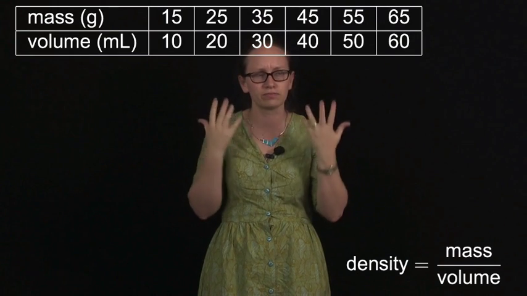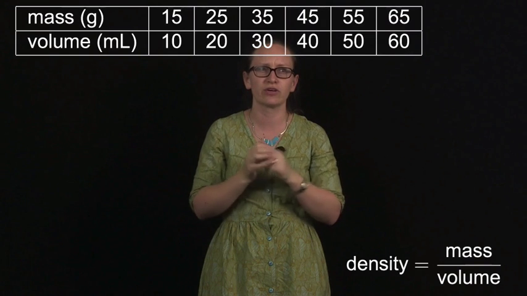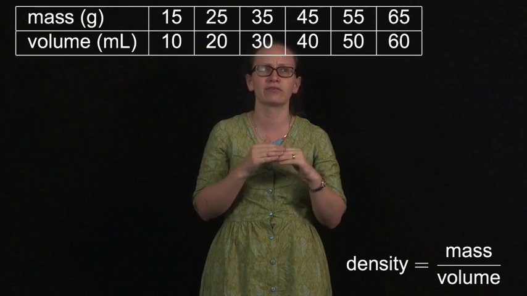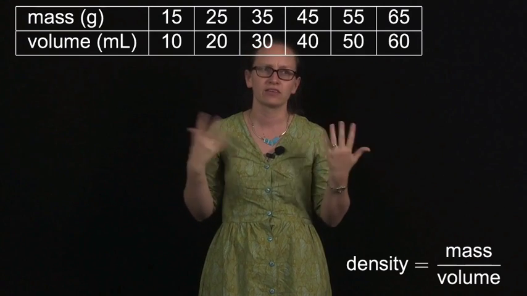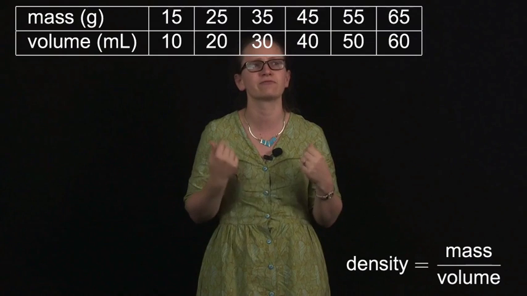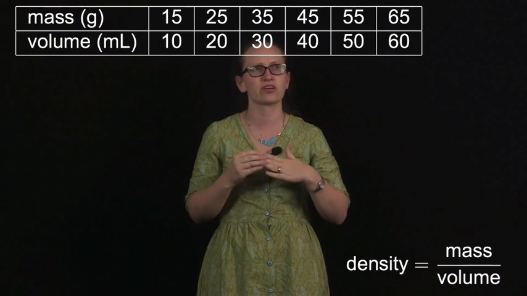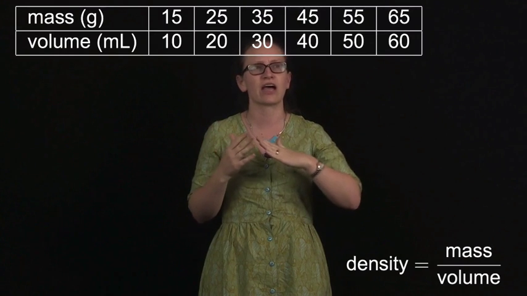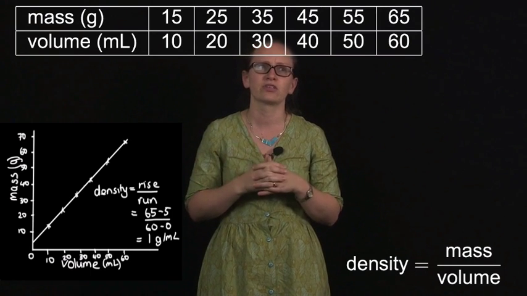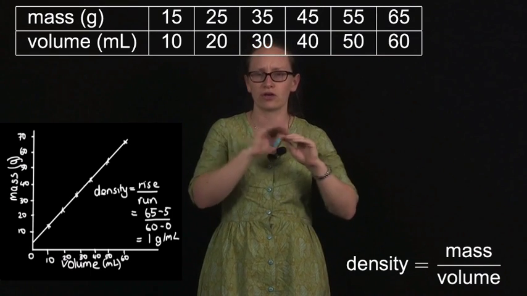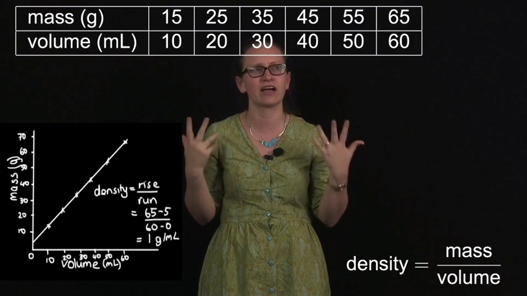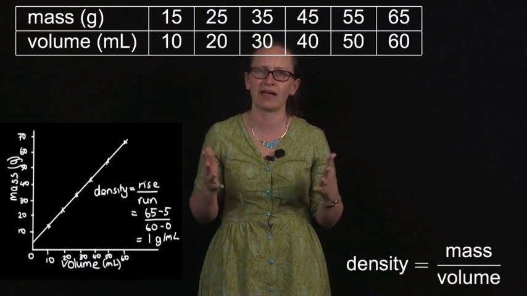Now, in order to calculate the gradient, what we can do is plot the mass along the y-axis, it's the rise, and the volume along the x-axis, it's the run. The gradient is then given by the density. Now in this case, each of our masses is 5 grams too heavy, and so this causes our line to actually be shifted up a little bit, but as you can see, it doesn't affect the density. So now we can use the gradient of our graph to calculate the density, and you can see that this is totally unaffected by that zero error.